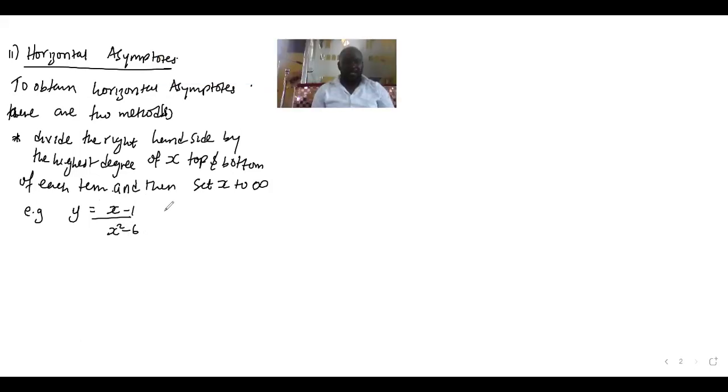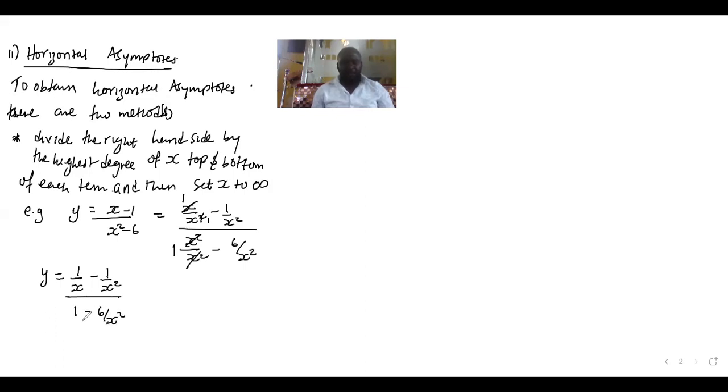For example, you have y is equal to maybe x minus 1 out of x squared minus 6. The highest degree of x we see there is x squared. So the right-hand side, divide everything by the highest degree of x. Every term by the highest degree of x. I'll lose one x here, I remain with one there. I'll lose both of them here, I remain with a single one. My y becomes 1 out of x minus 1 out of x squared divided by 1 minus 6 out of x squared. After you have done so, then bring the limits as x tends to infinity.